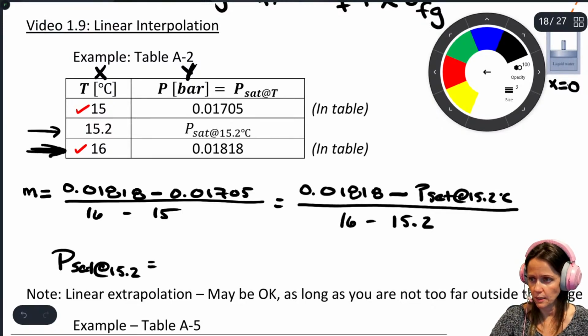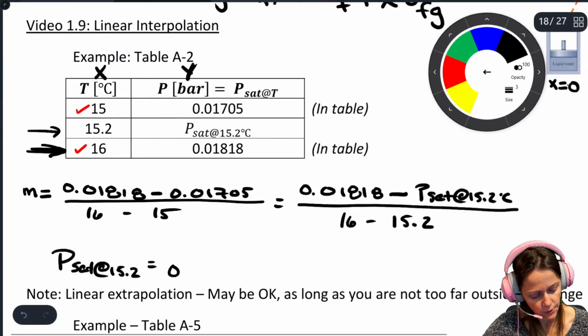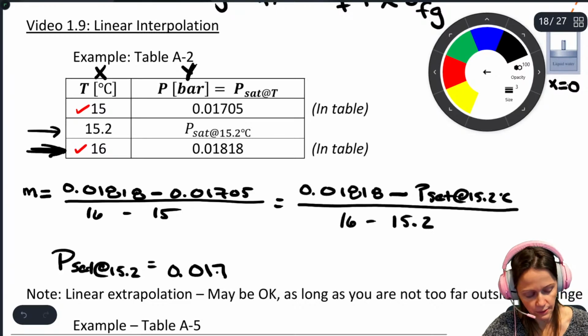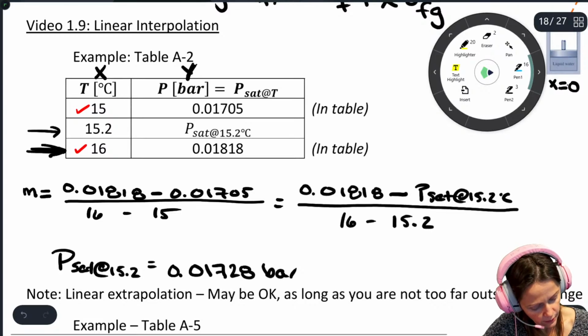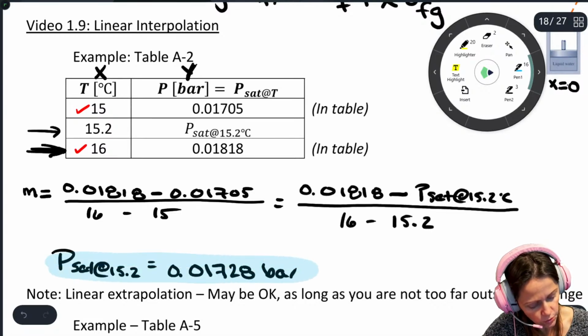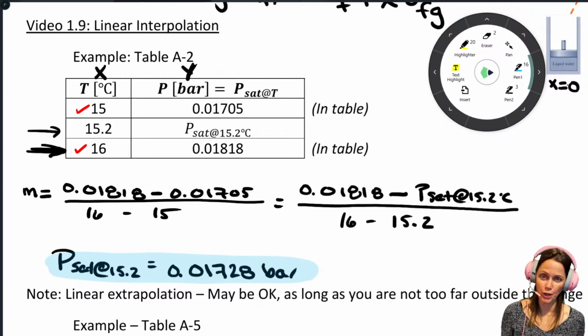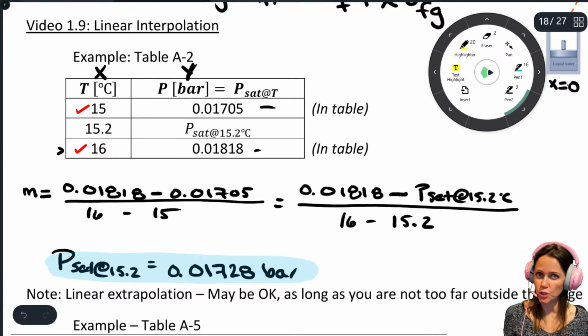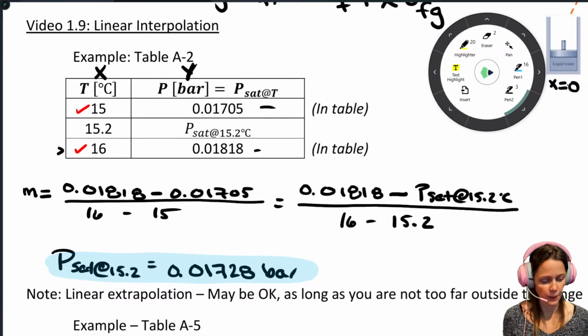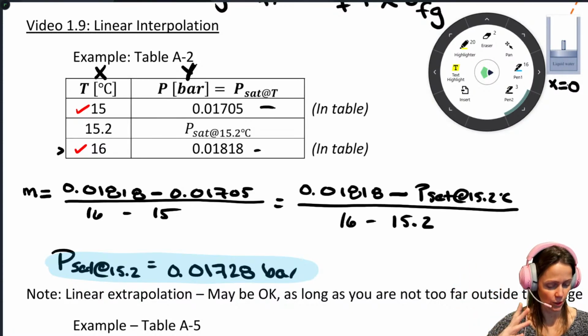So I end up getting 0.01728 bar. And you'll know that you have probably done everything correctly if your pressure ends up being between this one and this one. If it's outside that range, you probably messed something up somewhere. You didn't work consistently from the bottom to the top, or vice versa. You weren't consistent. Okay, so make sure you do watch the video on that.